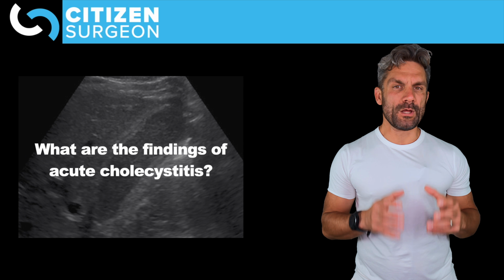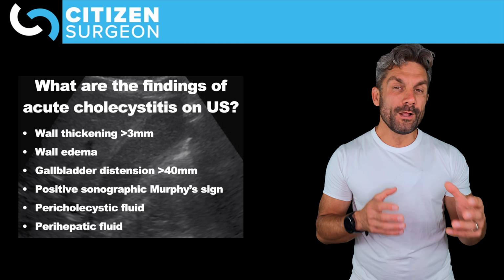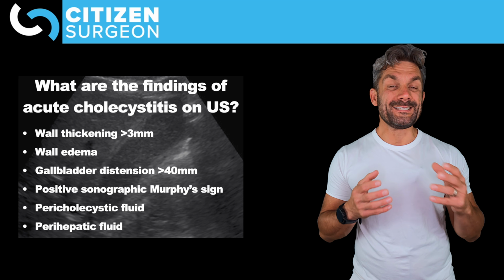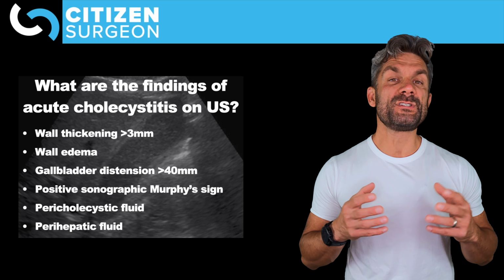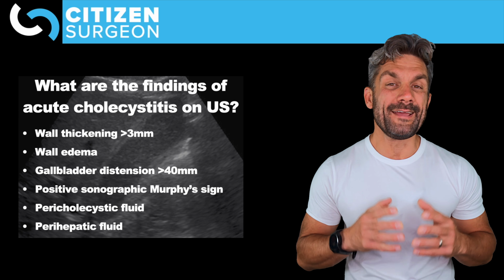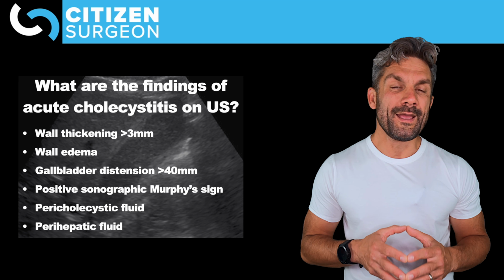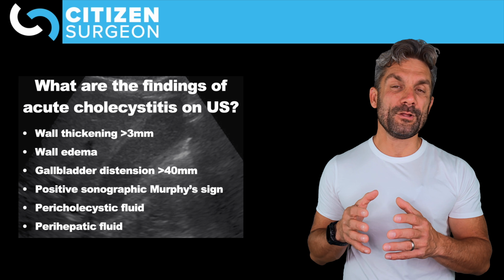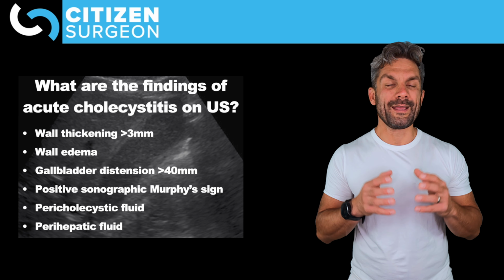Well, what are the other findings to make the diagnosis on ultrasound? So the findings we want to look for to make the diagnosis are a wall thickness of greater than 3 millimeters. We have wall edema, okay, and that's from that ongoing inflammation. If we have gallbladder distension greater than 40 millimeters or 4 centimeters, we're also going to look for a positive sonographic Murphy sign, okay? So when the transducer is in the right upper quadrant, if there is tenderness there, that's a positive sonographic Murphy sign. We also want to look for pericholecystic fluid, okay, fluid around the gallbladder, or perihepatic fluid, and we can call that the C sign.